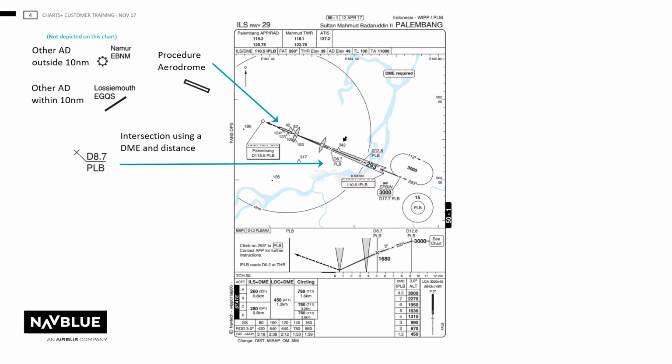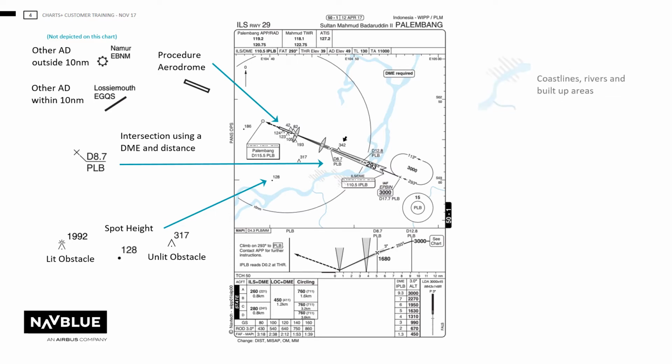Any intersections based off a DME. Obstacle or spot height according to the AIP, provided they are higher than the elevation of the lowest usable runway threshold. Coastline, rivers and built-up areas are to be shown in the exact location.